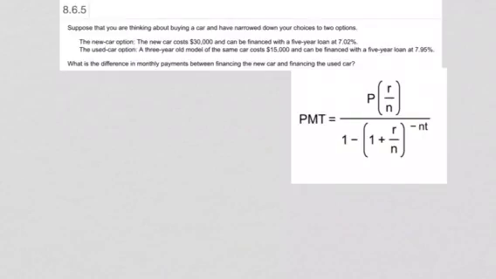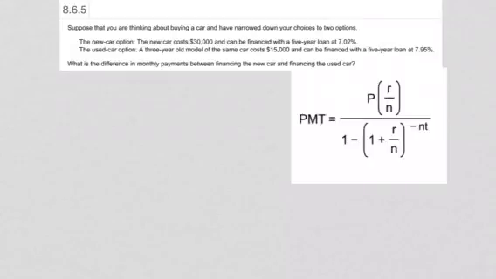Alright, this problem says suppose that you're thinking about buying a car and have narrowed down your choices to 2 options. You have the new car option, where the new car costs $30,000. It can be financed with a 5-year loan at 7.02%. Or you have the used car option, which says a 3-year-old model of the same car costs $15,000 and can be financed for a 5-year loan at 7.95%.